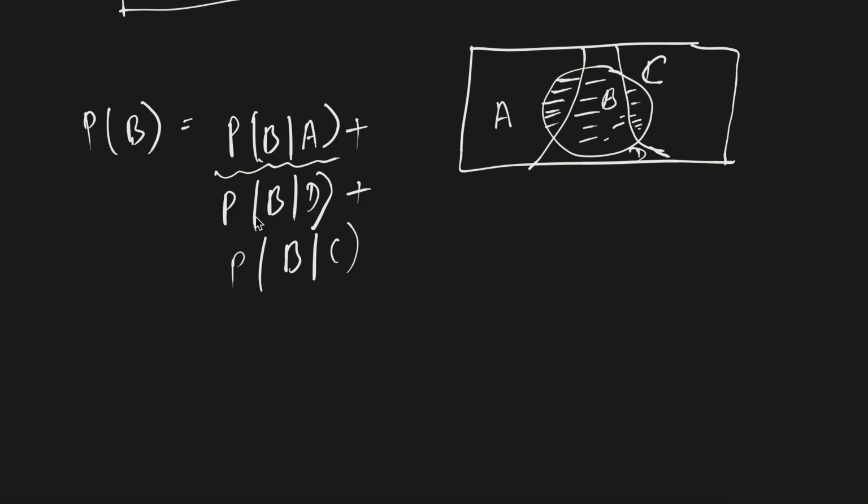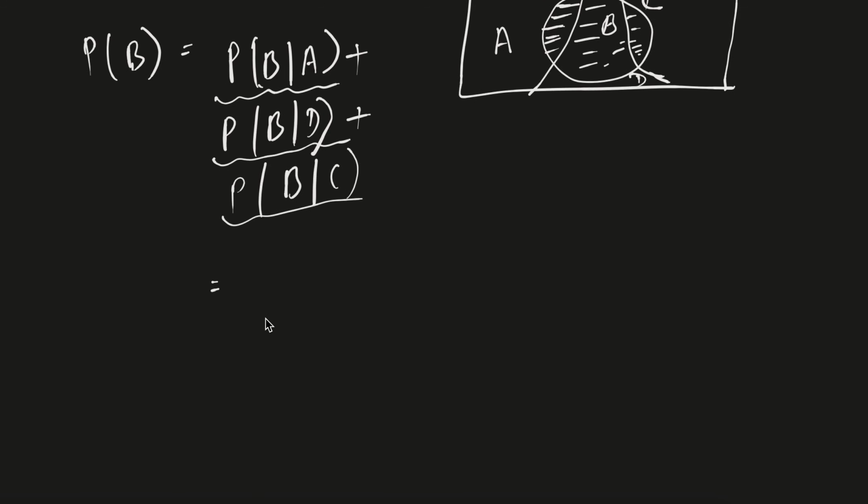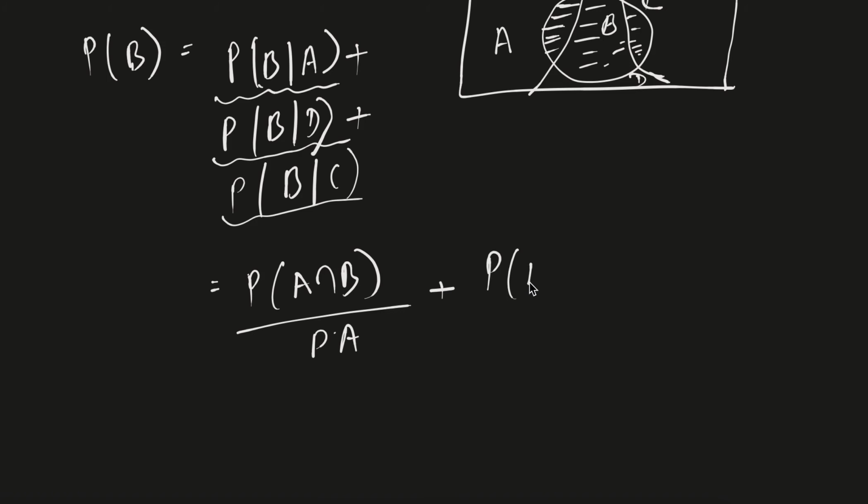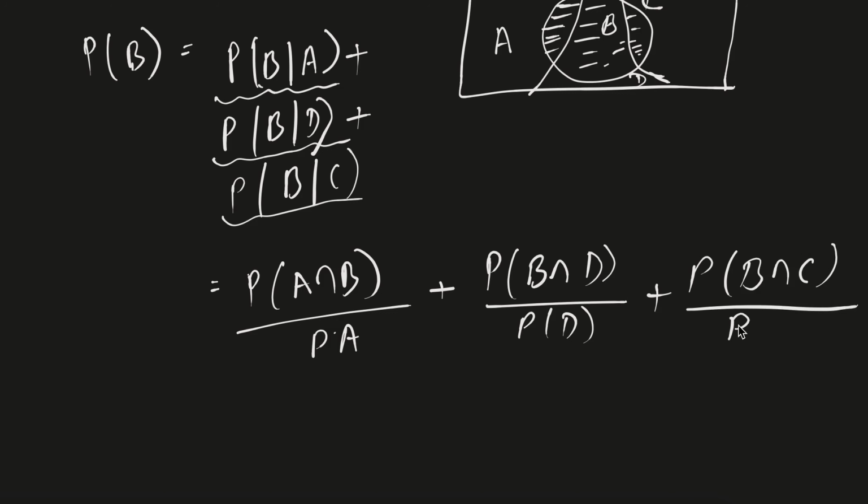And now we'll go on to use our rules. So probability of B given A is going to be probability of A intersection B whole over probability of A, plus probability of B intersection D whole over probability of D, plus the probability of B intersection C, the common thing, whole over the probability of C. And now this is how you find the answer of probability of B.